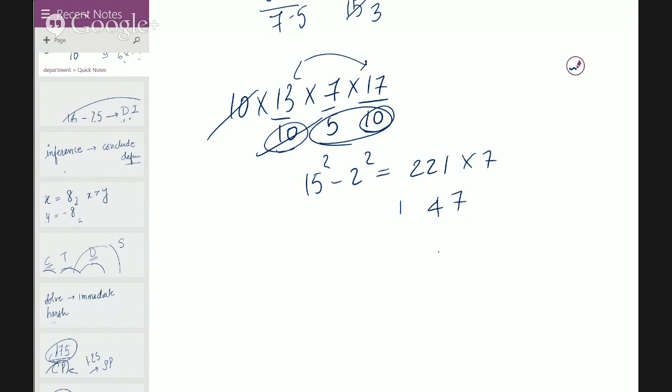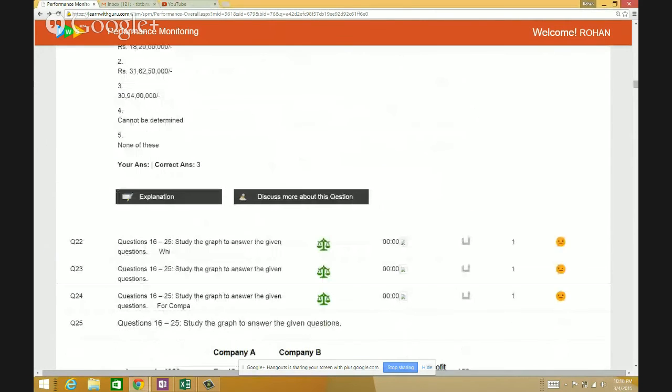221 times 7: 7, 4, 1 carry 1, 5, 1, 5, 4, 5 by 5. Okay, because the denominator is 50, so I'll just take 5. Dividing by 5 is actually doubling the number and shifting the decimal. So 47's double is 94, and 50's double is 30, and I shifted the decimal. So 3094, option 3. And that's it. Okay. Pretty cool.